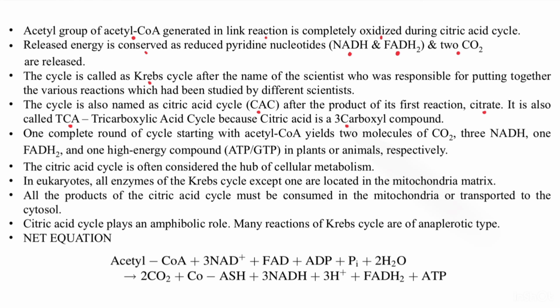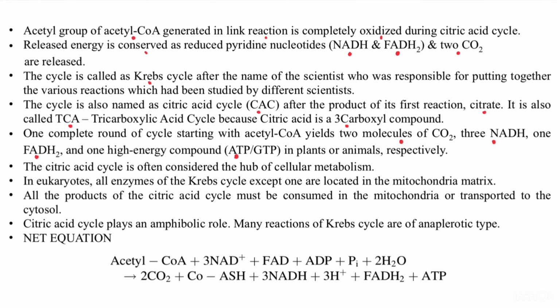3 carboxyl groups. One complete round of cycle with 8 steps generates 2 carbon dioxide molecules, 3 NADH, 1 FADH2, and 1 ATP. Since 2 molecules of pyruvate are fed into the cycle, it gives us a total of 4 carbon dioxide, 6 NADH, 2 FADH2, and 2 ATP molecules.